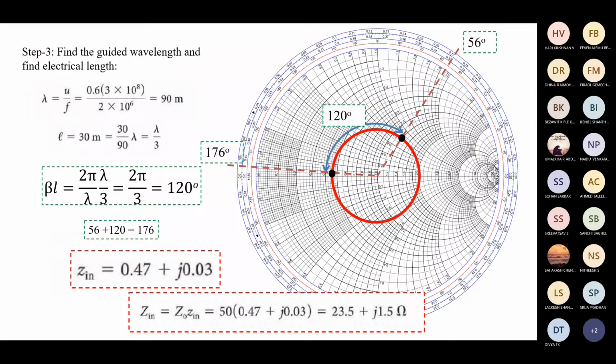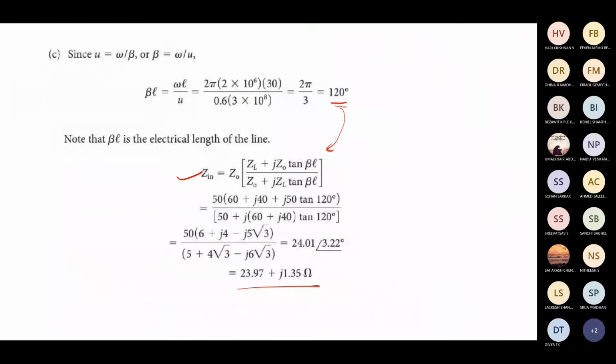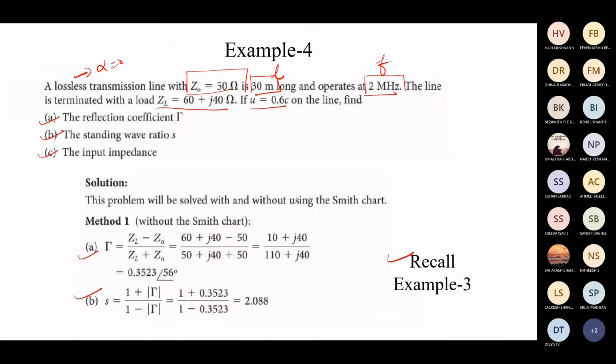Now the next problem is we have to calculate the input impedance from the load at 30 meter. So 30 meter is the physical length.